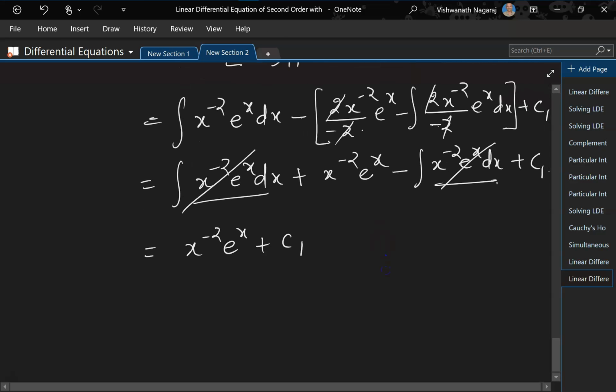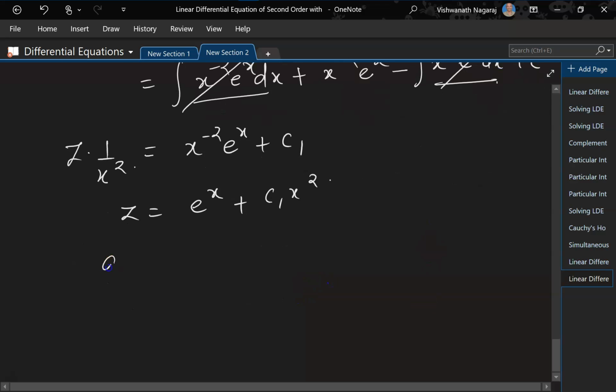So this is z times 1/x². So z would be equal to x² times x to the power of minus 2, which is 1, e to the power of x, plus c1 x².